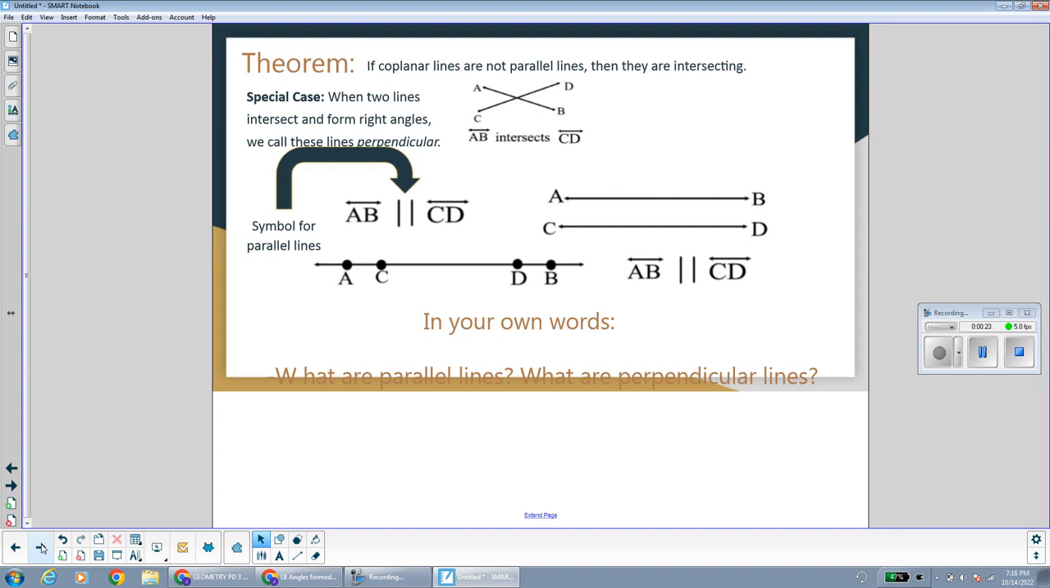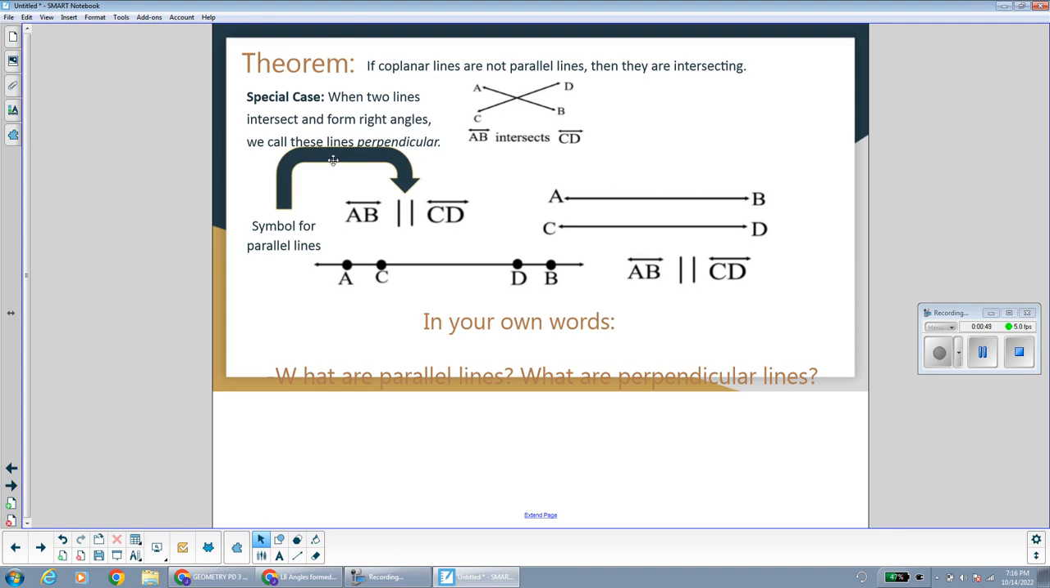So first we have a theorem here. If coplanar lines are not parallel lines, then they are intersecting. So basically, if two lines are not parallel, then they intersect. Notice here we have a picture of line AB and line CD, and we can see that they intersect, they meet, they touch, they're not parallel.